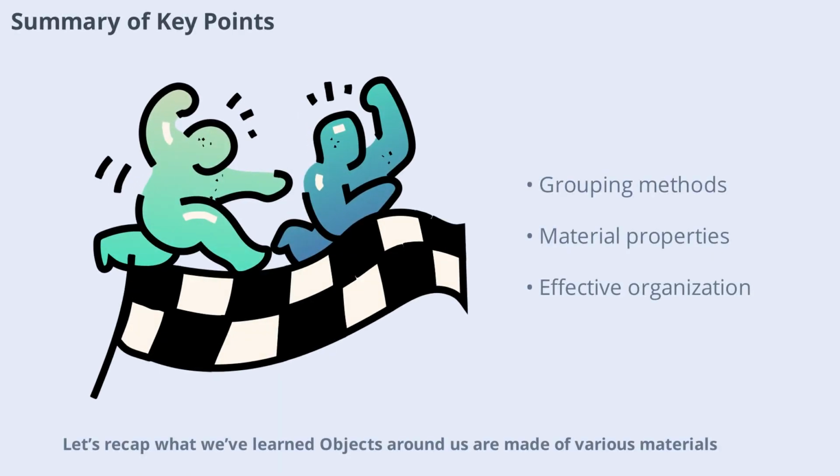Let's recap what we've learned. Objects around us are made of various materials, and each material has unique properties. We can group objects by material, shape, use, and properties like hardness, solubility, and transparency. Grouping helps us organize, use, and study materials more effectively.